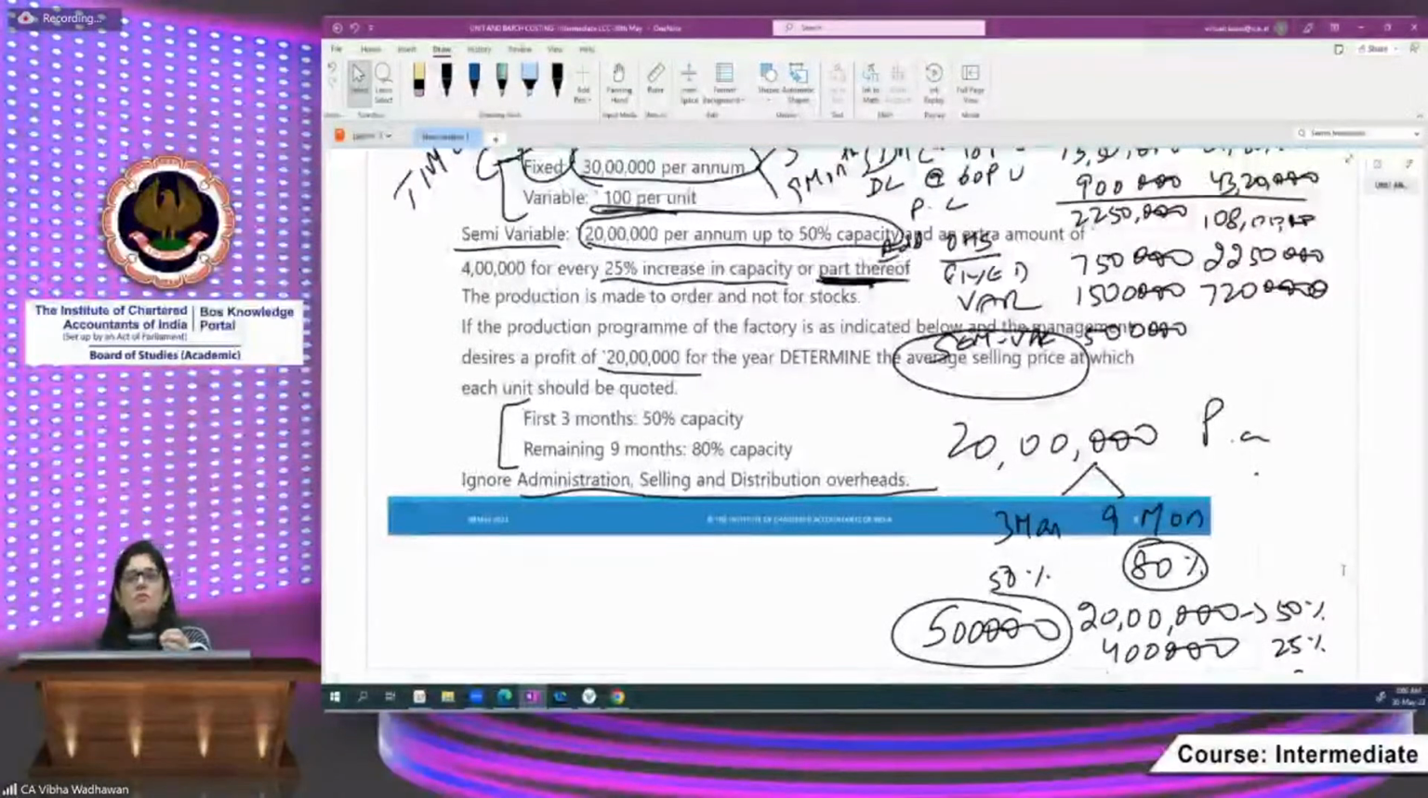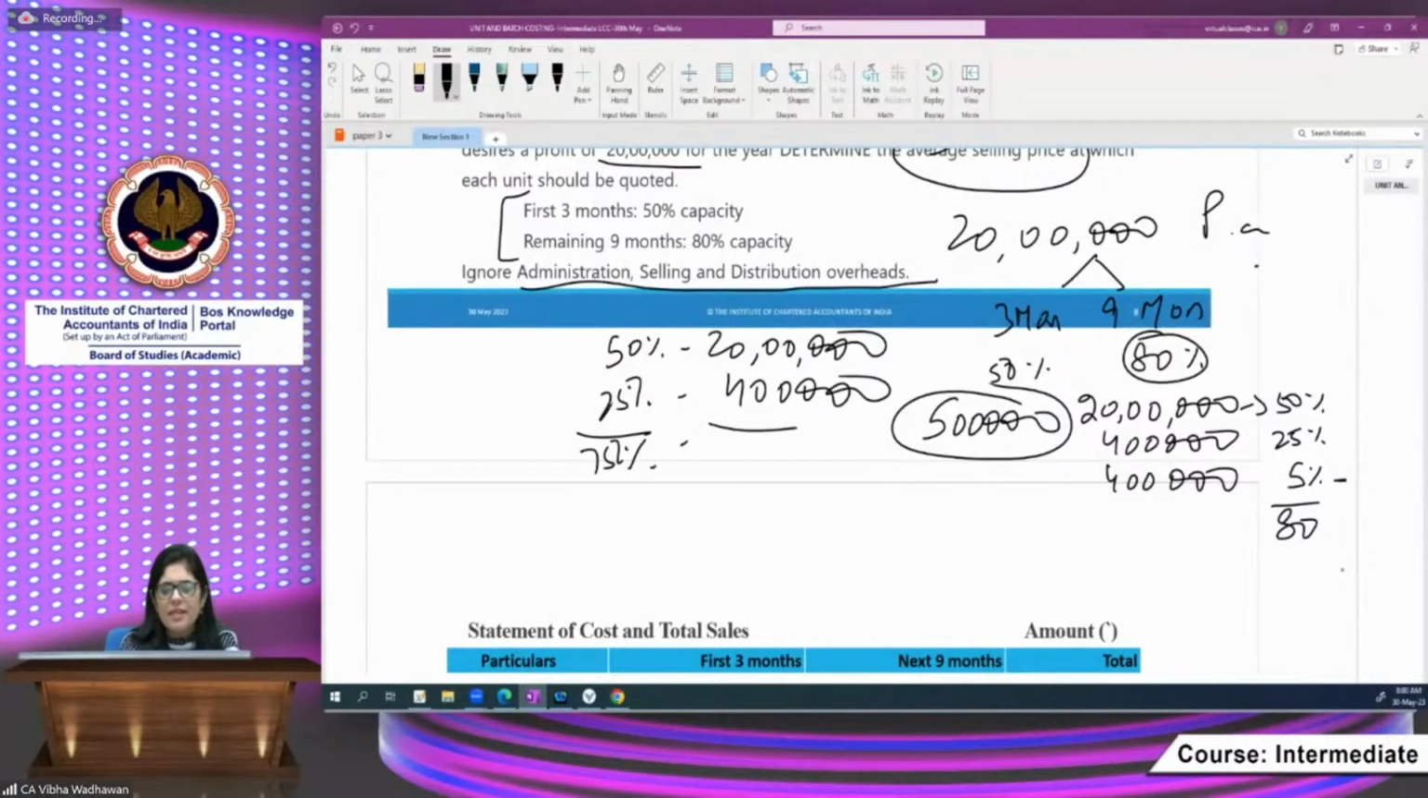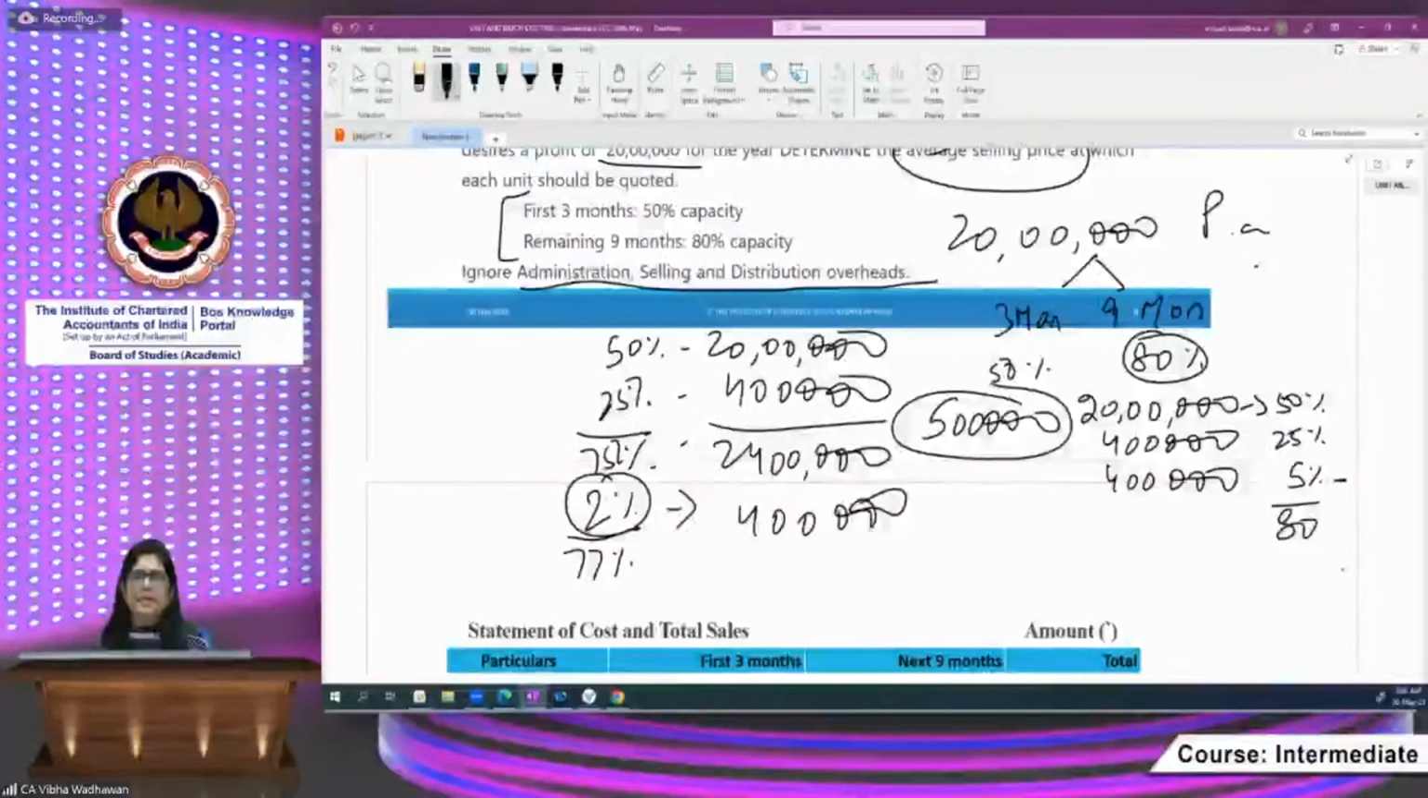So had it been 26% also, for example, see, up to 50%, it's 20 lakh. Clear? For the next 25%, it's 4 lakh. So up to 75%, it will be 24 lakh. Clear? Now, if the percent is 77%, that means for the next 2% of excess, it has to be 4 lakh for every 25% or part thereof. So even if it is 1% beyond 75, you have to charge 4 lakh extra. So the total will be 28 lakh per annum for 80% capacity.